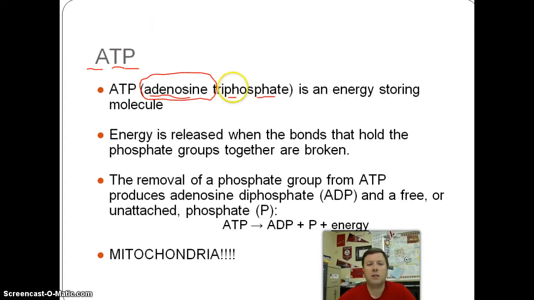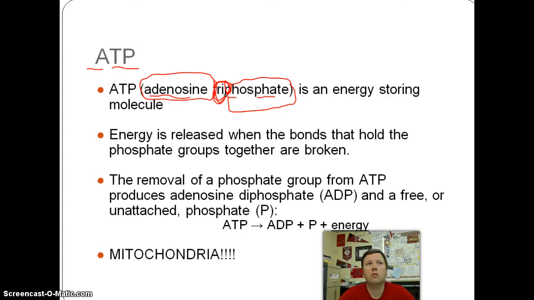Phosphate, again, we've talked about that briefly before, but that's PO4, right off the periodic table. And then tri, probably the most important. What's tri? It sounds like a tricycle, right? That means three. So adenosine with three phosphates attached is an energy storing molecule. Energy is actually released whenever we break those bonds.